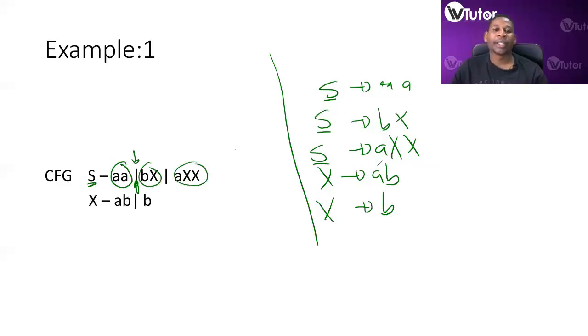Right. And then likewise, X goes to AB and X goes to B can then be written like that. So that is just notation.